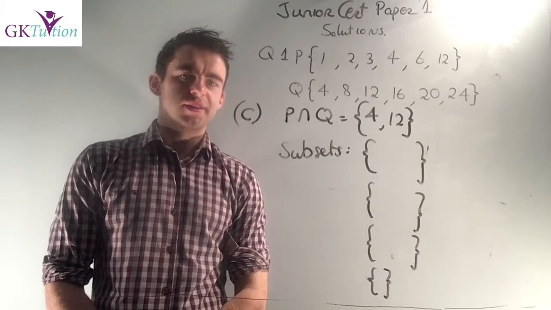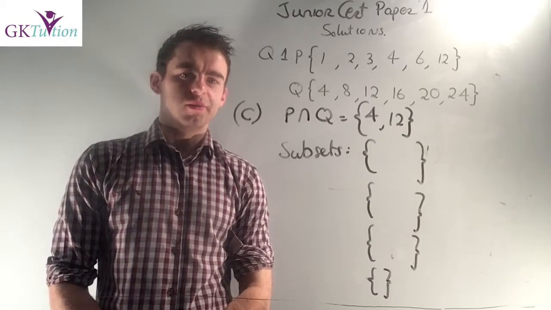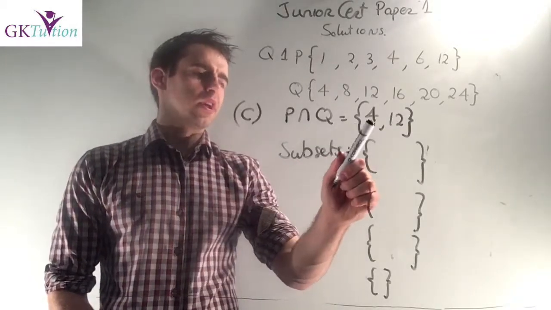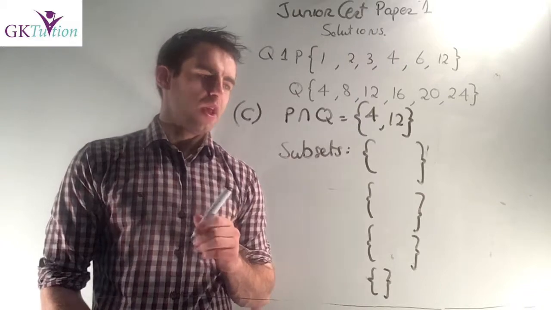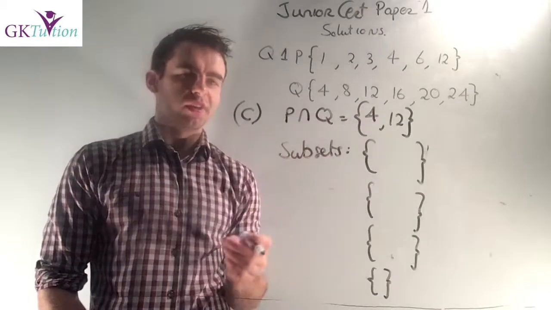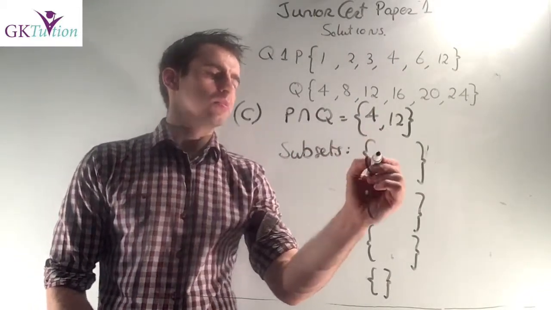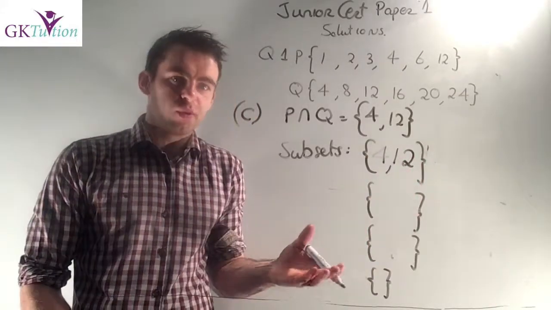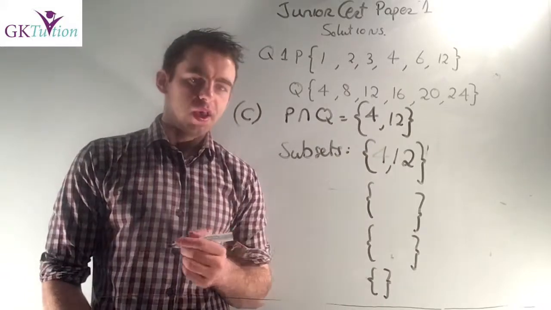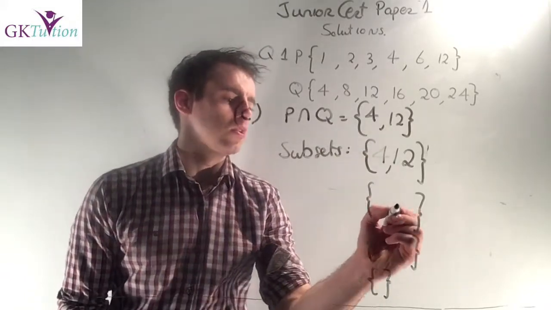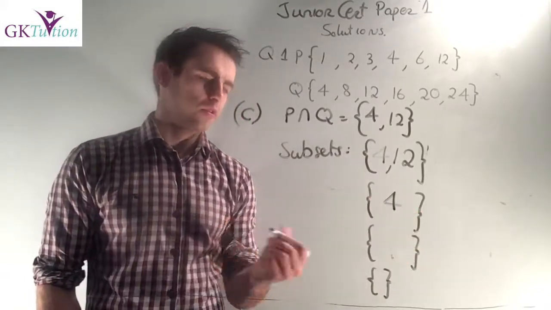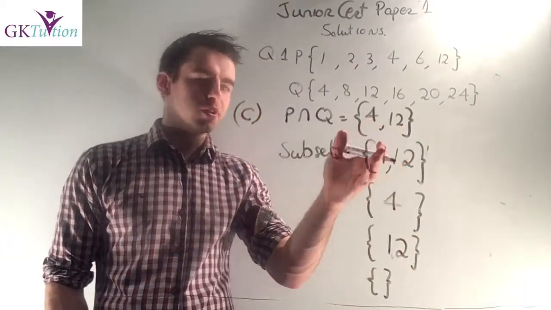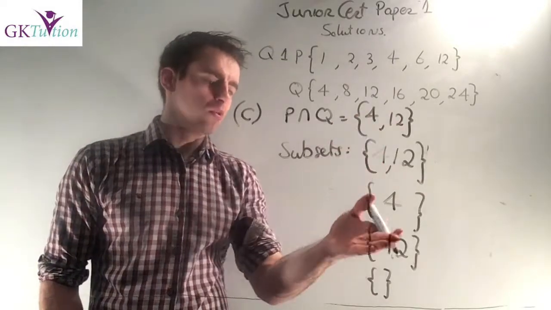Okay, so for part C, I'm asked to list all the subsets of P intersection Q. In part A, we worked out P intersection Q is 4, 12. One of the subsets of P intersection Q is, if you just rewrite this set, just 4, 12 is a subset of 4, 12. Another subset of P intersection Q is just 4. Another subset is just 12. Now there's no other combinations of 4 and 12 that I can list, so it's just those 3.